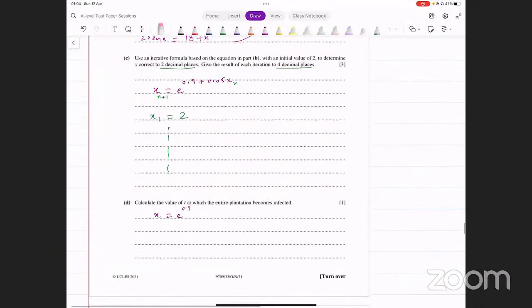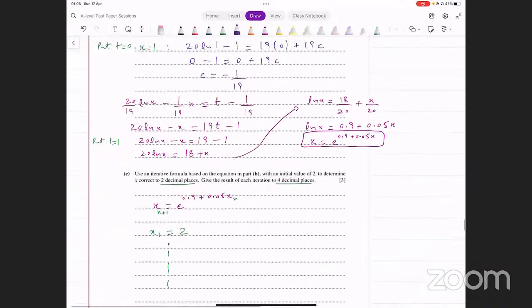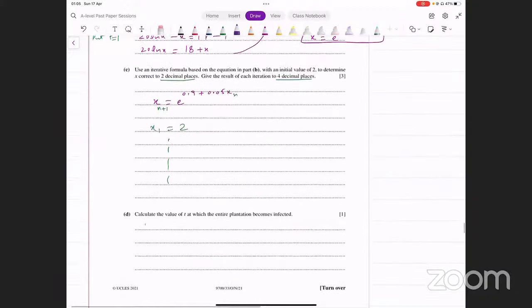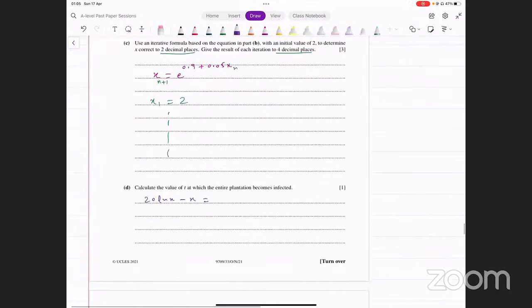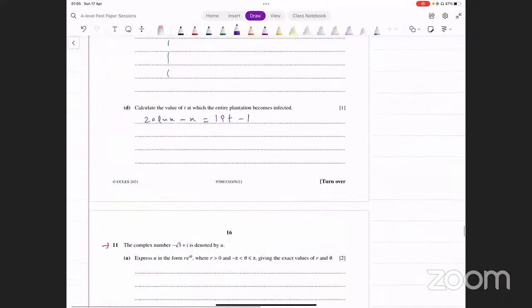अच्छा नहीं, वो तो t की वैल्यू 1 इनपुट की थी हमने, इक्वेशन क्या आई थी हमारे पास कहीं पे, before inputting t equals 1 we had this equation. This was 20 ln x minus x equals 19t minus 1. This was the relationship between x and t that we got.